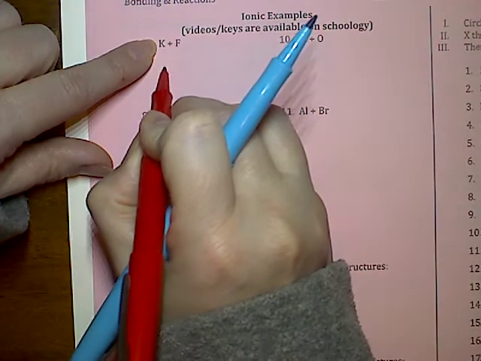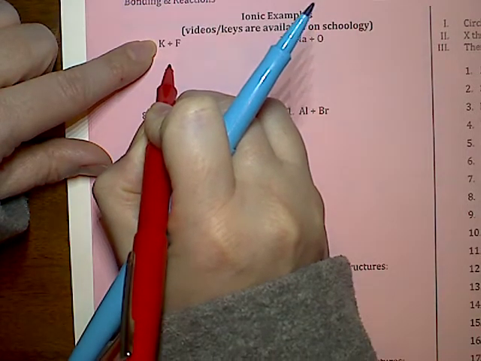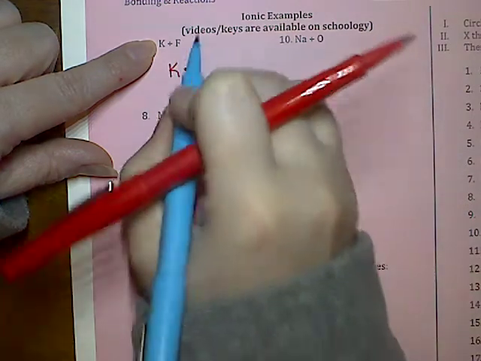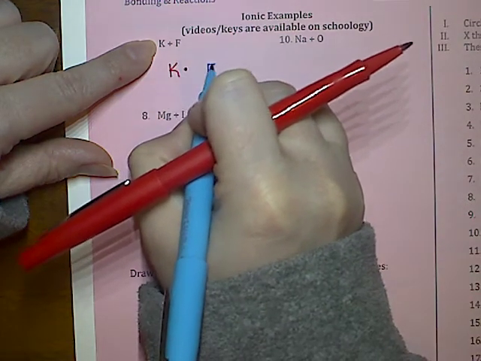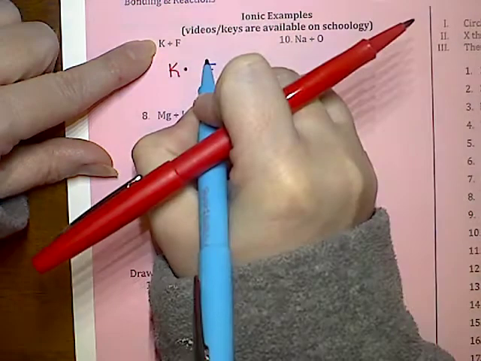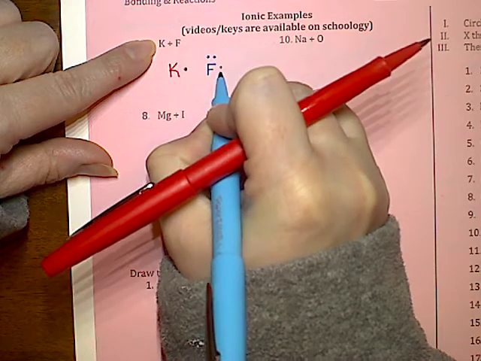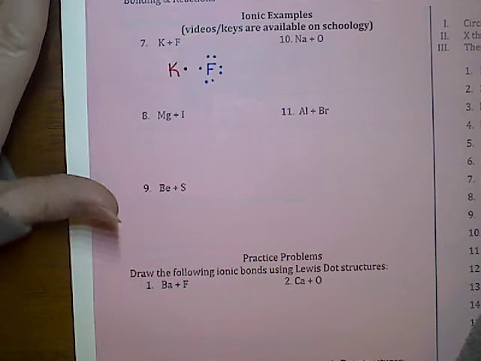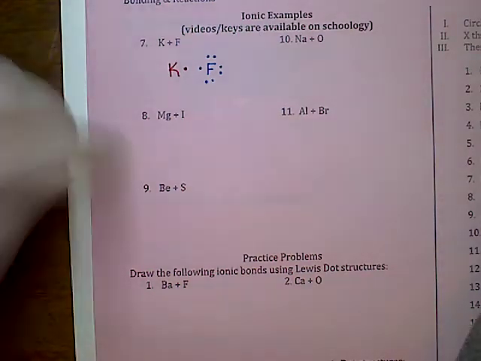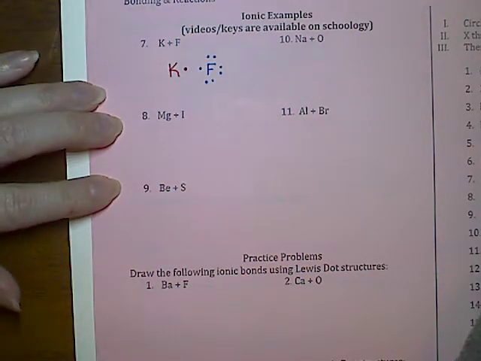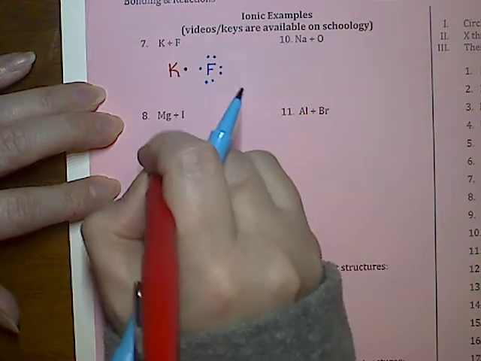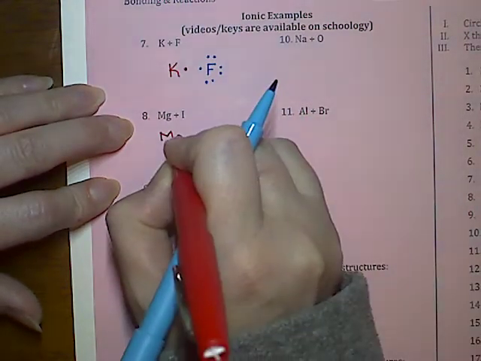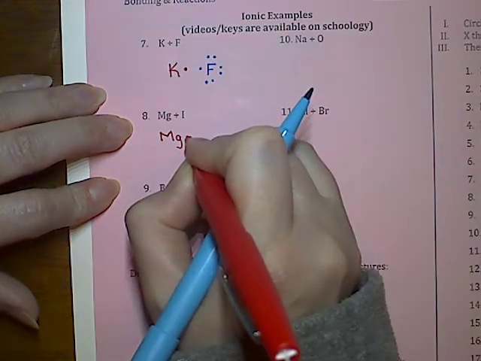So potassium is our metal. It has 1 dot. Fluorine is our nonmetal, right side of the periodic table. It has 7 dots. I'm not connecting dots, I'm not doing anything. I'm just drawing some of the dots right now. Magnesium, left side of the periodic table. It has column 2 for 2 dots.